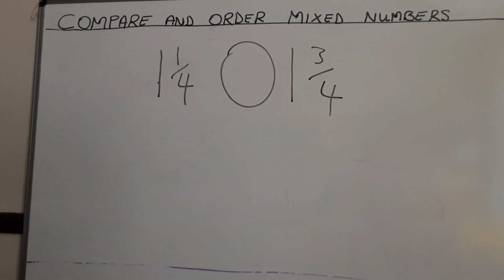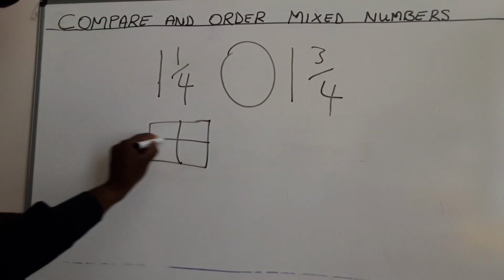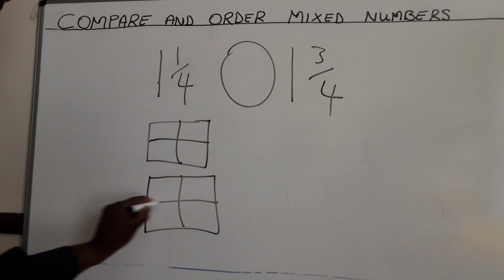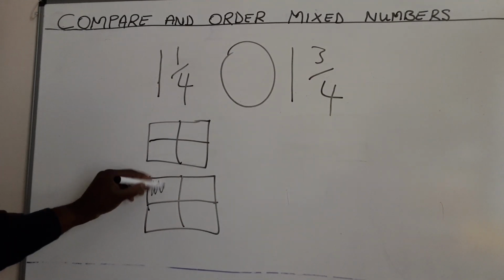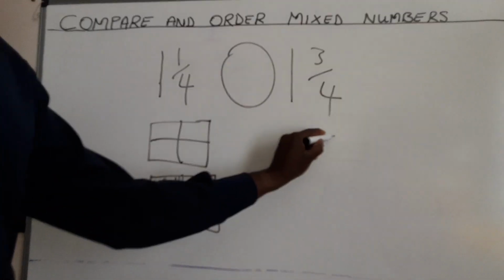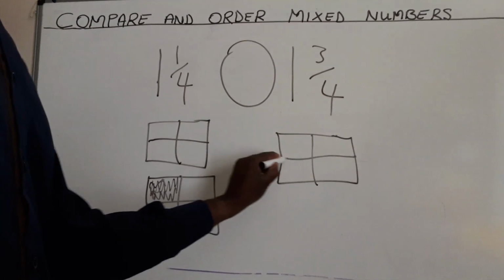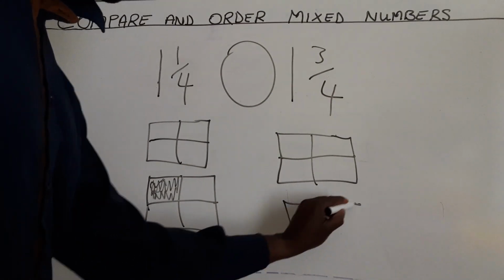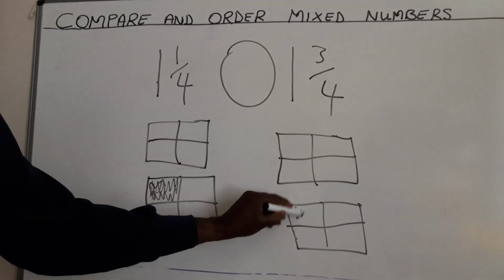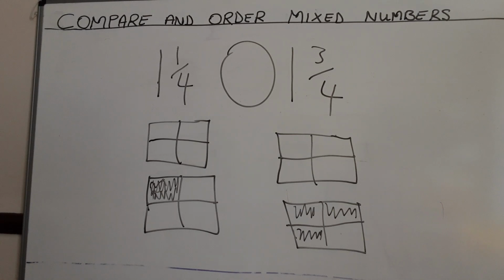So this is 1 whole and 1/4. So we shade one portion of the fraction. This is also 1 whole and 3/4. So we shade 3 portions of the fraction.